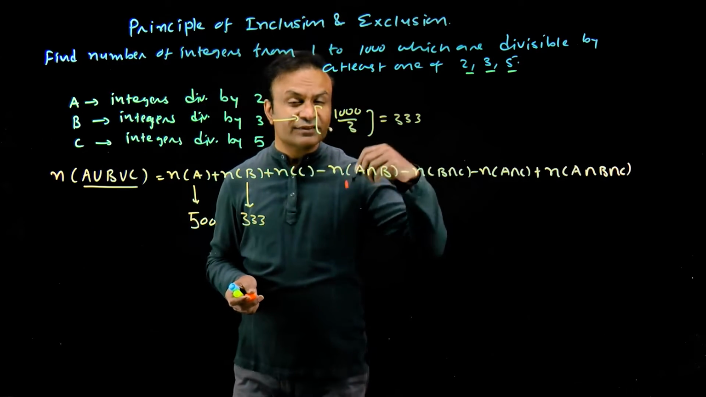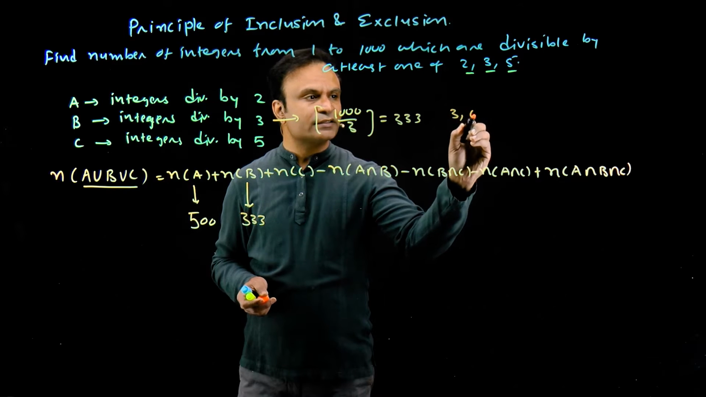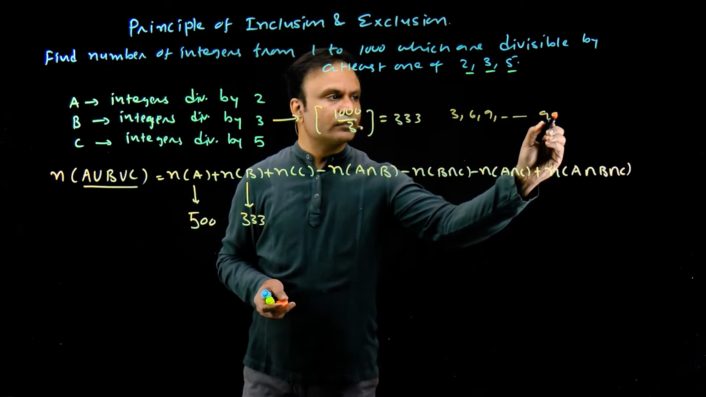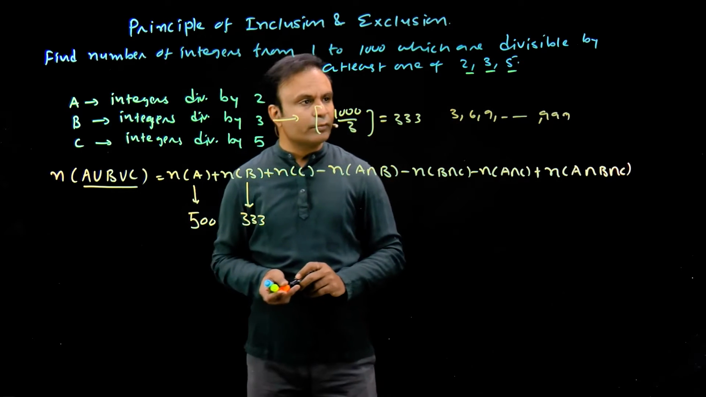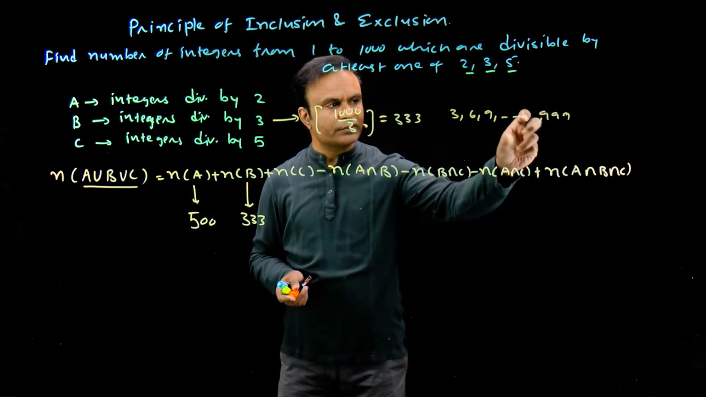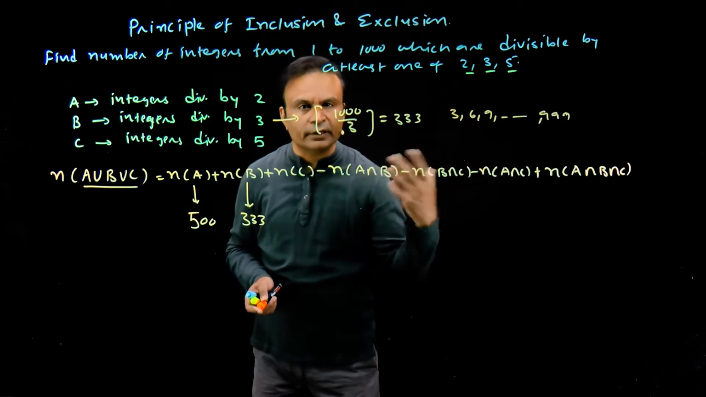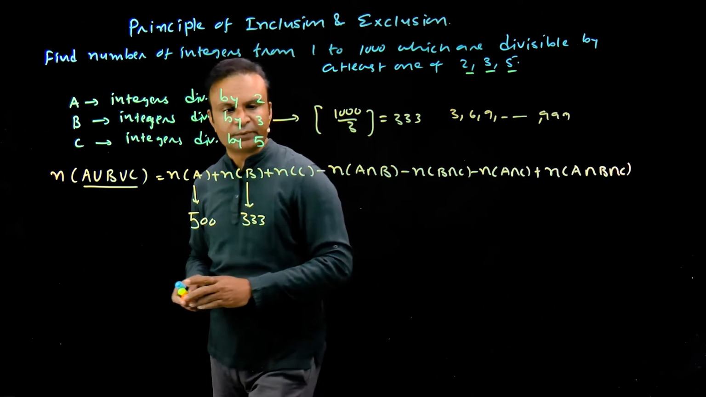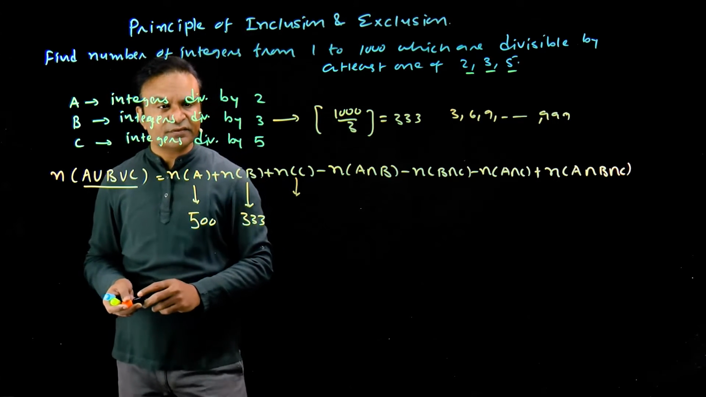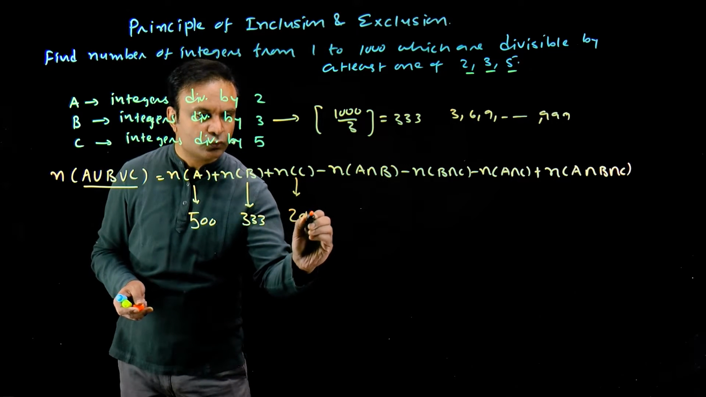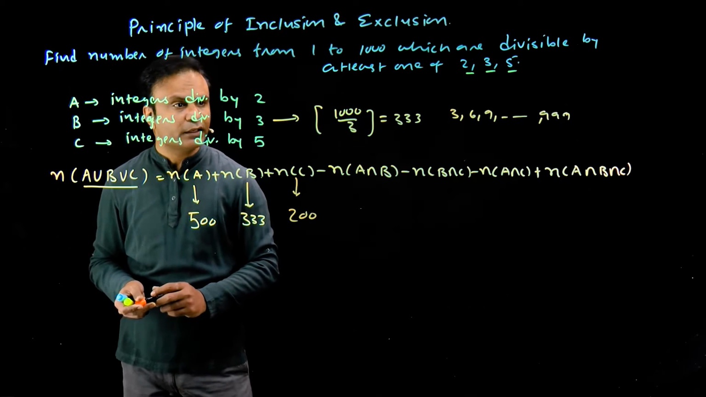The first integer which is divisible by 3 is 3, next is 6, and then 9. The last will be 999. Now this is an AP having first term 3 and common difference 3. The last term is 999. You can count number of terms in the AP. Okay, now how many elements in set C? Integers divisible by 5, there will be exactly 200 integers divisible by 5.